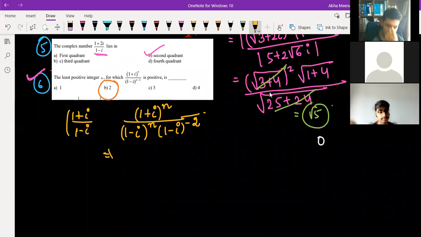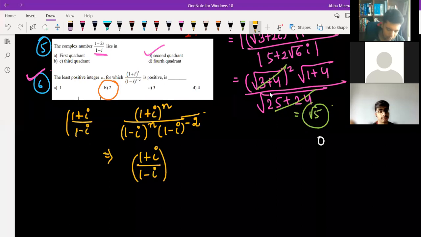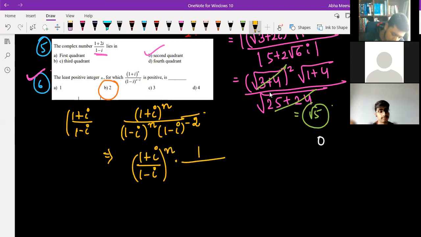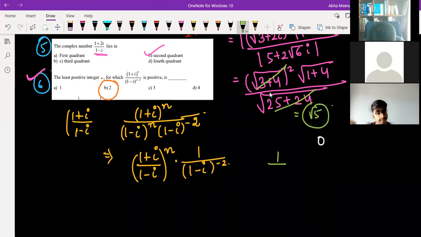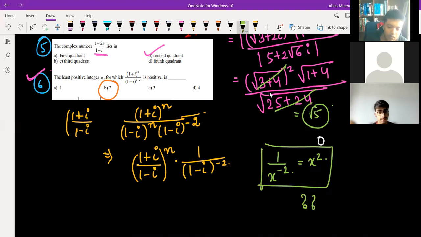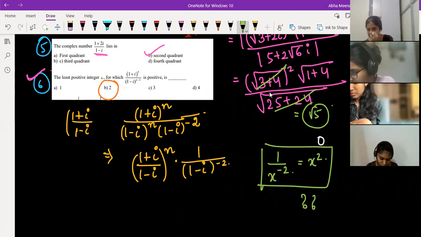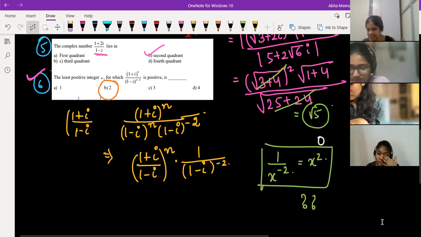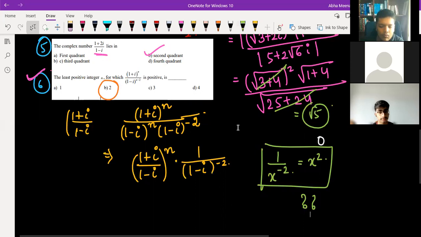Now can I write it as 1 plus i by 1 minus i whole to the power n into 1 by 1 minus i to the power minus 2? Tell me one thing, children. What is 1 by x to the power minus 2? X to the power 2. Anyone has any doubt here, in this part? No. Okay.